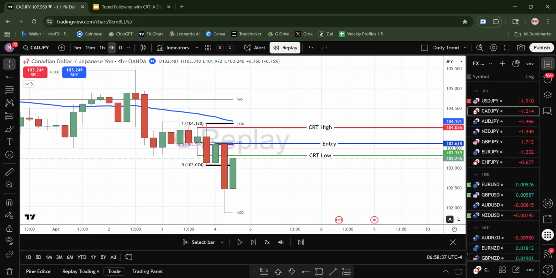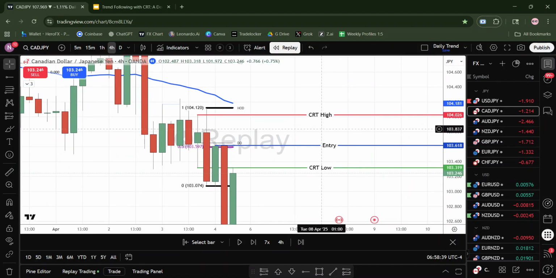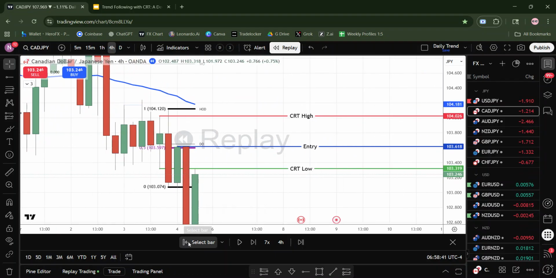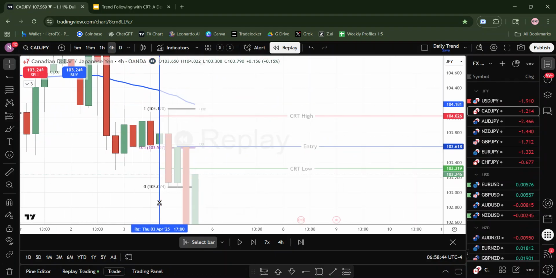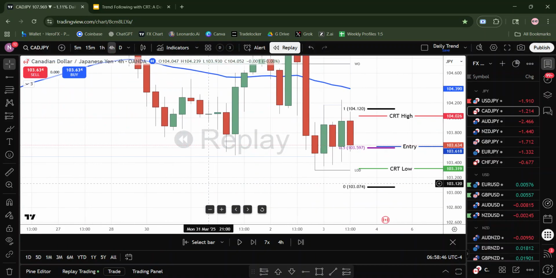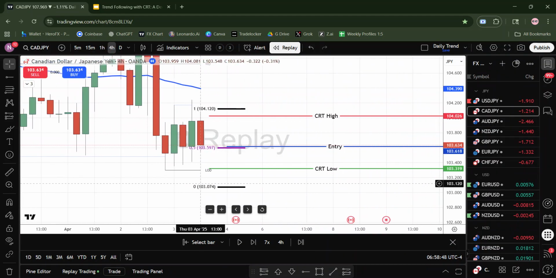So let's do a replay so that you understand and get the full context of this, because I want to be sure there's no confusion. This is what you would have seen on this day. So let's go through the whole trade setup. You come to the chart. Let's say it's like 9 o'clock at night.